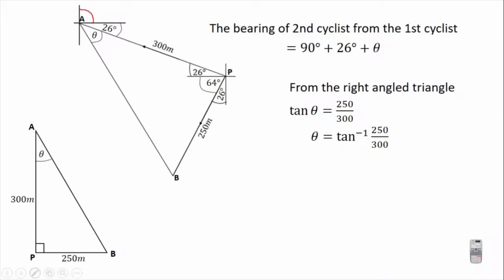Remember, the question said we should leave our answer in 3 significant figures. So in leaving this answer in 3 significant figures, you get 39.8. Once again, if you want to learn how to round your answer to a given significant figure, watch the video on approximation. I explained it there.